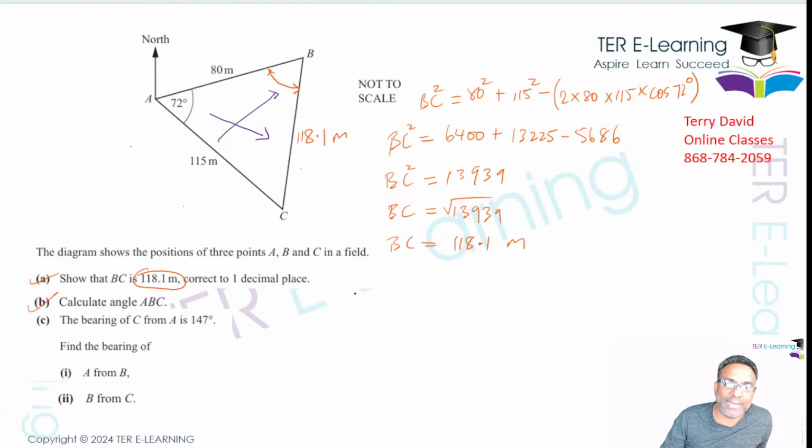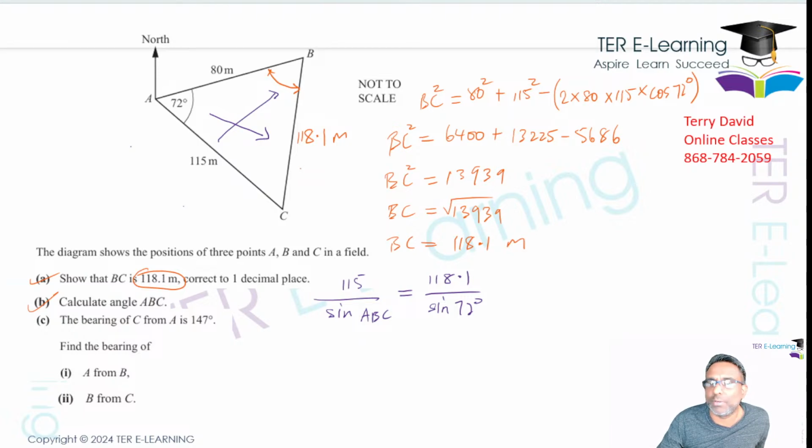Again, how I've taught my class to do this is to know how to apply the sine rule. To apply the sine rule, you take a side and divide by sine of an angle. So let's start with the 115. 115 divided by sine of ABC, which is what you want to find, is equal to 118.1 divided by sine 72. So all I've done there is apply my sine rule.